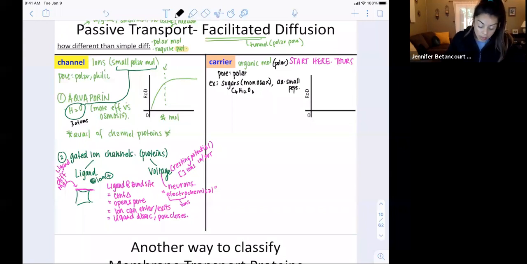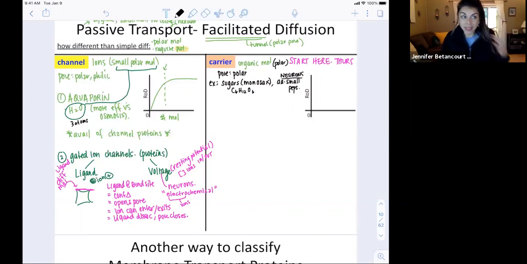Okay, and so those typically get transported by neurons, because they serve as neurotransmitters. And the sugars, they need to enter our cell because the cell needs to break those down and make cell energy from them. And so let's see, the rate. So how is the rate affected? And so the rate really is affected in the same manner as channel proteins, right?